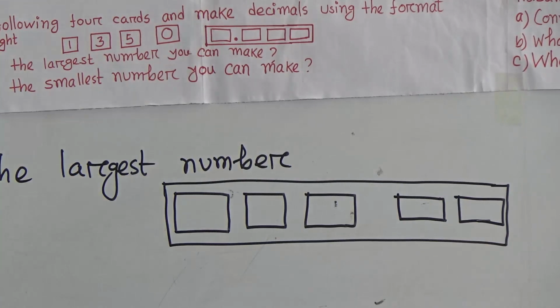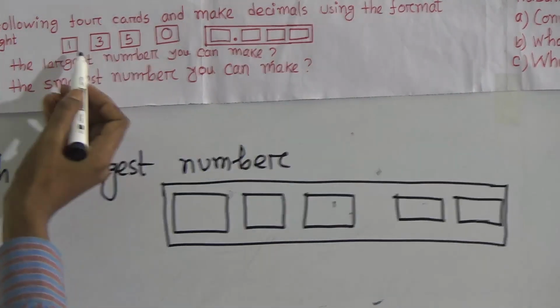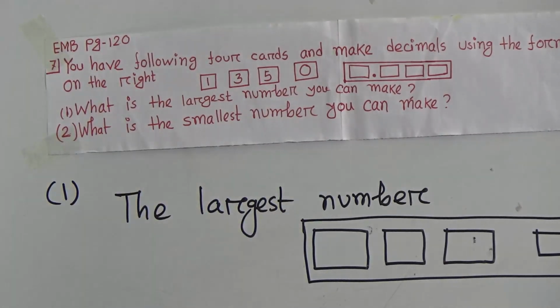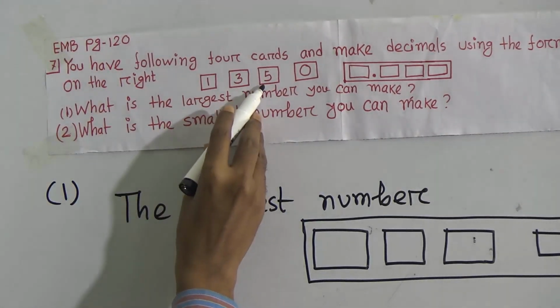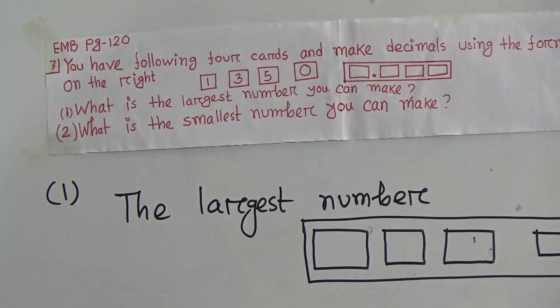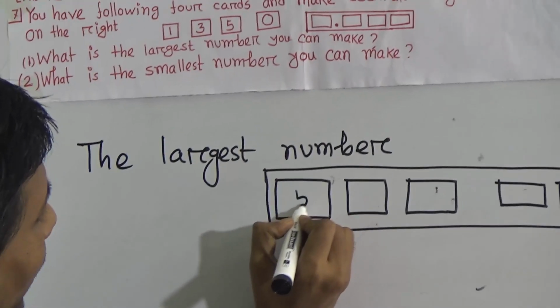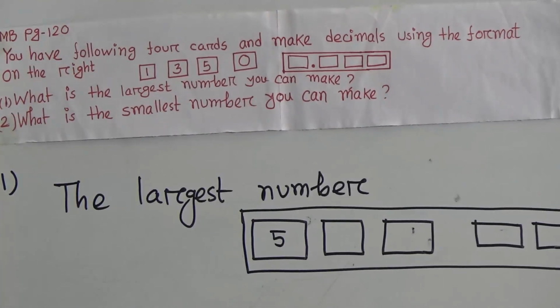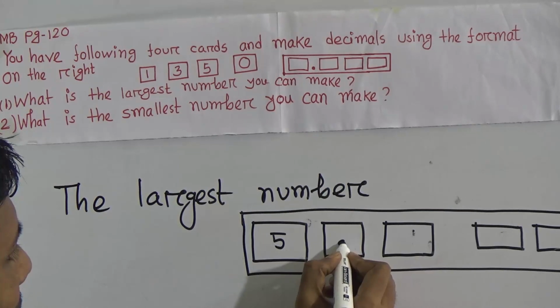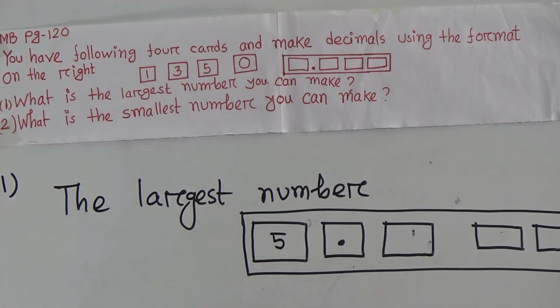Okay, you see we have to make the largest number. Among the numbers 1, 3, 5, 0, which is the greatest number? You see 5 is the greatest number using the 4 cards or 4 digits. So at first you write 5. Then you see the format, there is a decimal, so you put the decimal sign.